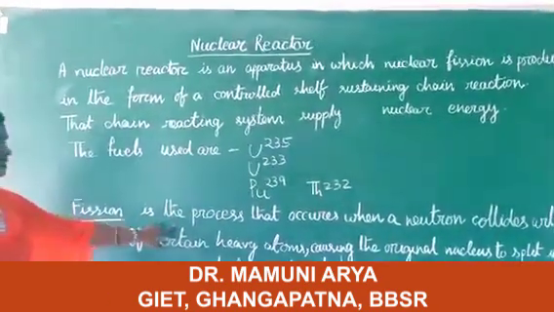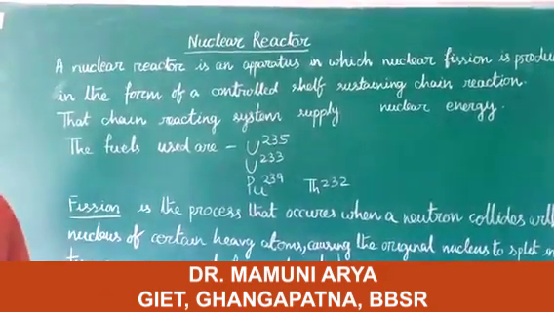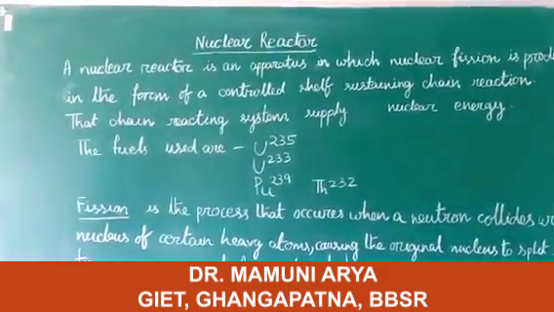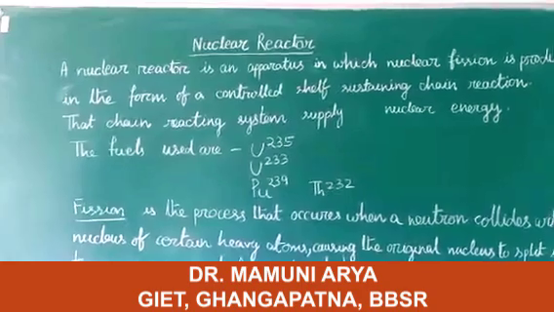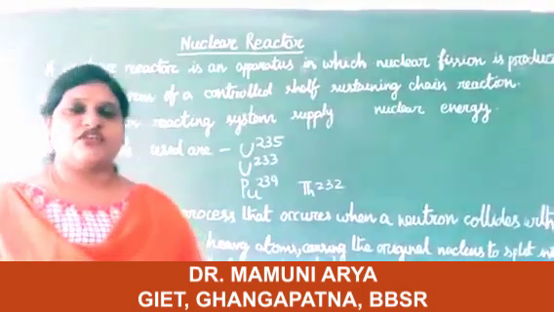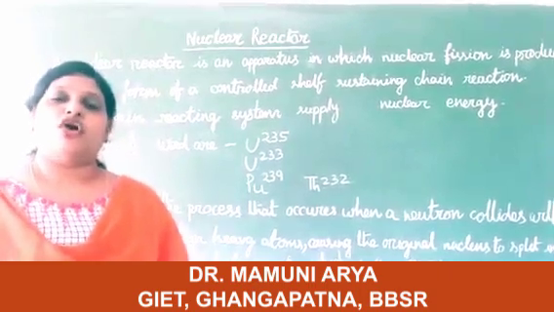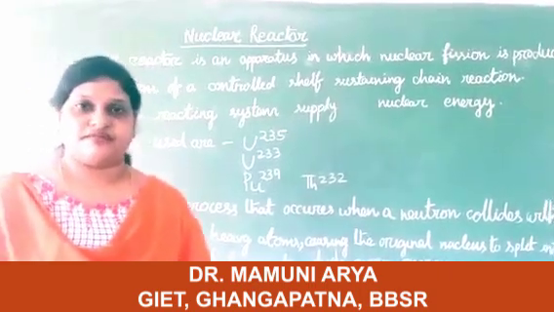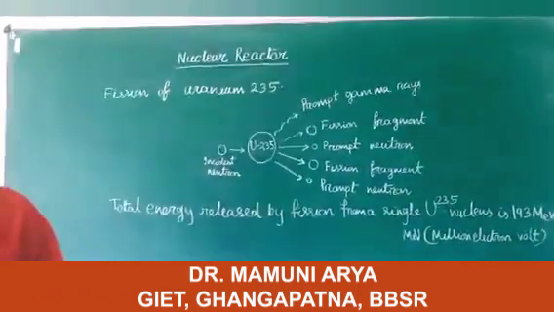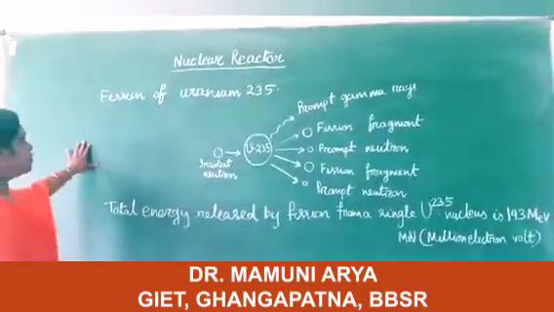Fission is the process that occurs when a neutron collides with the nucleus of certain heavy atoms, causing the original nucleus to split into two or more unequal fragments, which carry the maximum energy. And that energy is kinetic energy, from which we are getting the heat energy, which helps to produce the power or electricity in a nuclear power plant. The energy released due to the fission process is the main energy which is used in the nuclear power plant.